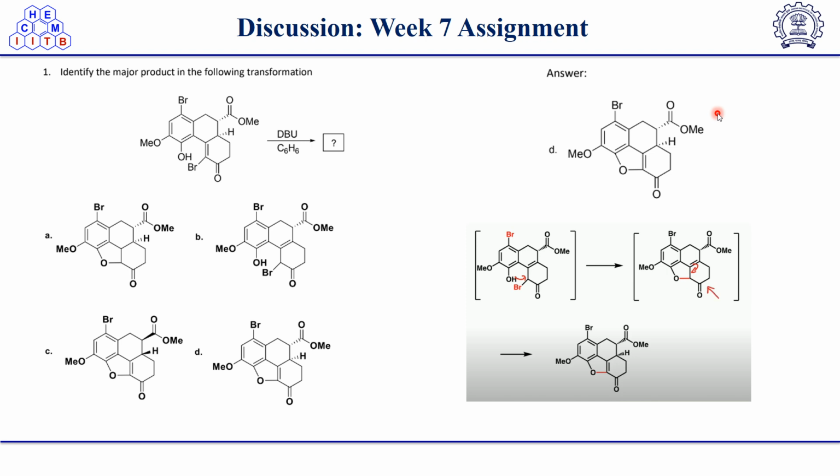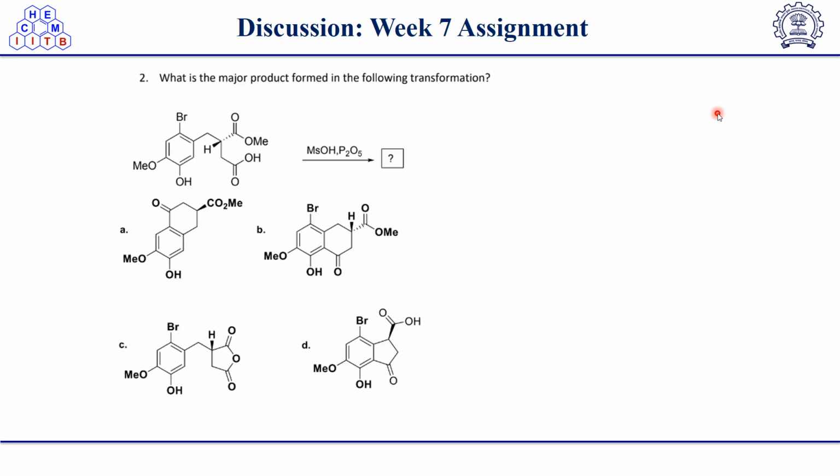So that is the first question. Now moving to the second question, what is the major product formed in the following transformation? So this compound upon treatment with this acid, methane sulfonic acid, like TsOH, paratoluene sulfonic acid, and P2O5, that is phosphorus pentoxide. What will be the product obtained in this transformation?